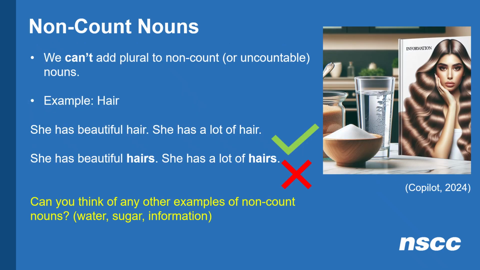We can add plurals to some nouns, countable nouns, but not to other nouns, called non-count nouns. Non-count nouns are things that we generally do not count. For example, hair. She has beautiful hair. She has a lot of hair. We can't say she has beautiful hairs or she has a lot of hairs. Can you think of any other examples of non-count nouns?